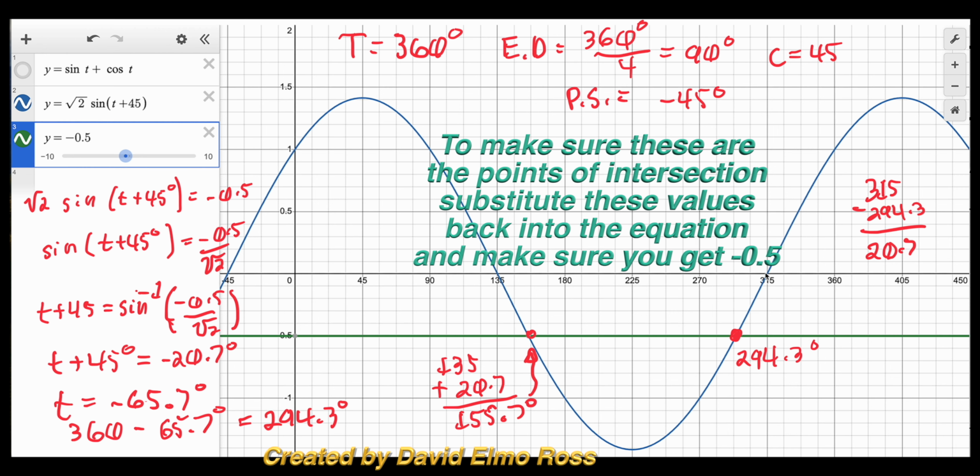If we subtract from 315, which is where it crosses the line here, to 294.3, we can see that there's a 20.7 degree difference here. That means that from 135 to here is also going to be a 20.7 degree difference. So we take 135 and add 20.7, we get 155.7, which is our other point here. And we've got all the things that we need to know: square root of 2 sine(t plus 45) equals minus 0.5. These are the points of intersection here.